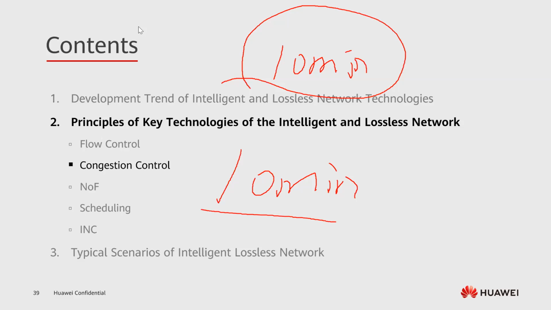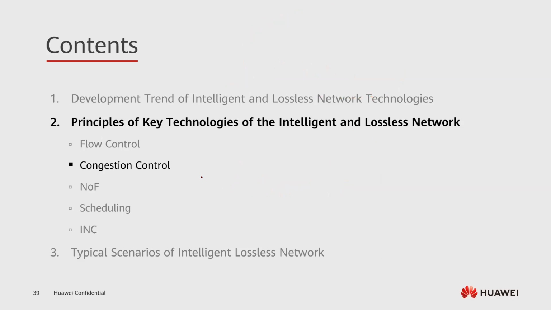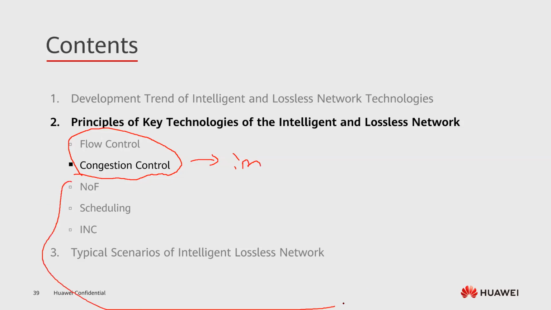Okay, let's continue. About what we learned today, if you have any question, you can just write it down. Then we start to learn congestion control. For this part, flow control and congestion control are the most important. These are two parts, and for the other parts, maybe we'll learn them very quickly.